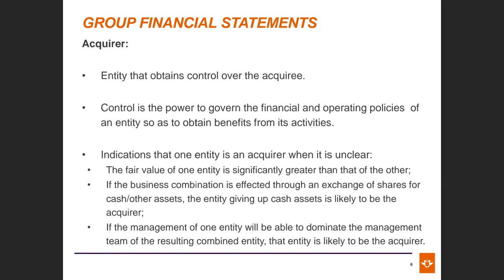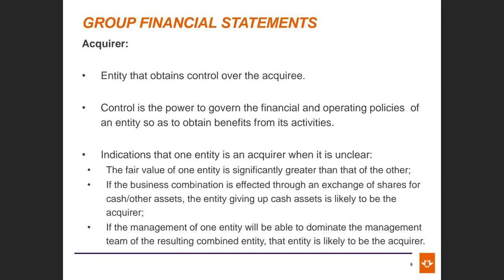The last indication that you can consider is if the management of one entity will be able to dominate the management team of the combined entity, then that dominating entity is going to be the acquirer. If you look at this third one, if the management of one entity is able to override the management of the combined entity, then that entity that has the ability to dominate the management is likely to be the acquirer. So you need to consider all of these when identifying the acquirer.